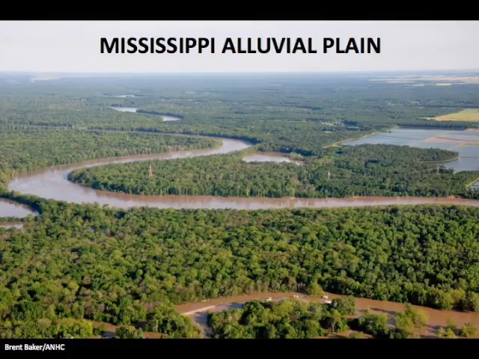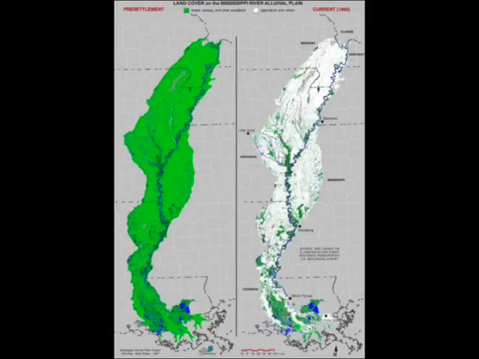Mississippi alluvial plain, as Scott talked about, the Big Woods. This was part of the largest bottomland forest complex in North America at one time. He told the story already. 91% of it was destroyed. There's effort going on to restore it, but we've already lost most of the bottomland forest.